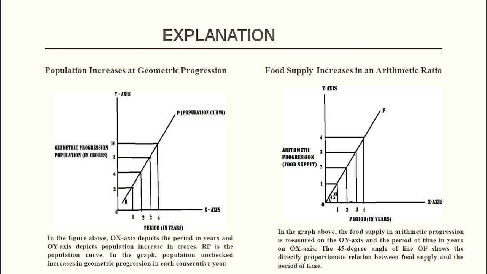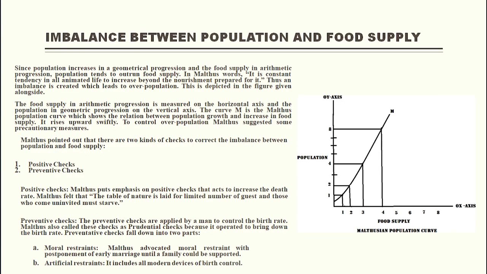So in these two graphs we can make out that the population, if unchecked, increases in geometric progression, and subsistence or food supply increases in arithmetic progression. Now these two graphs create an imbalance. We can see that imbalance in the other graph, which is shown in the other slide.